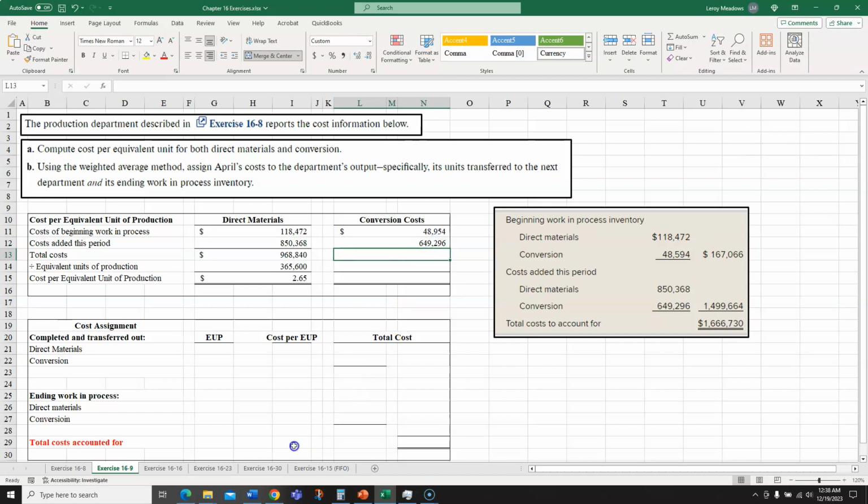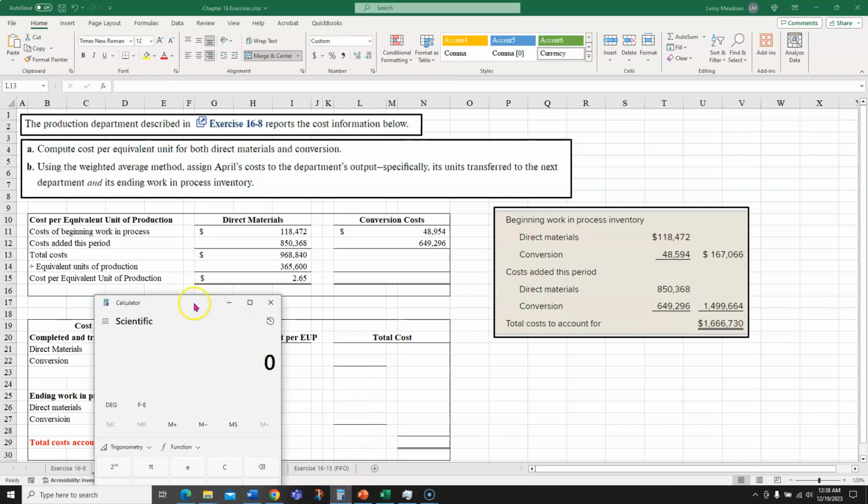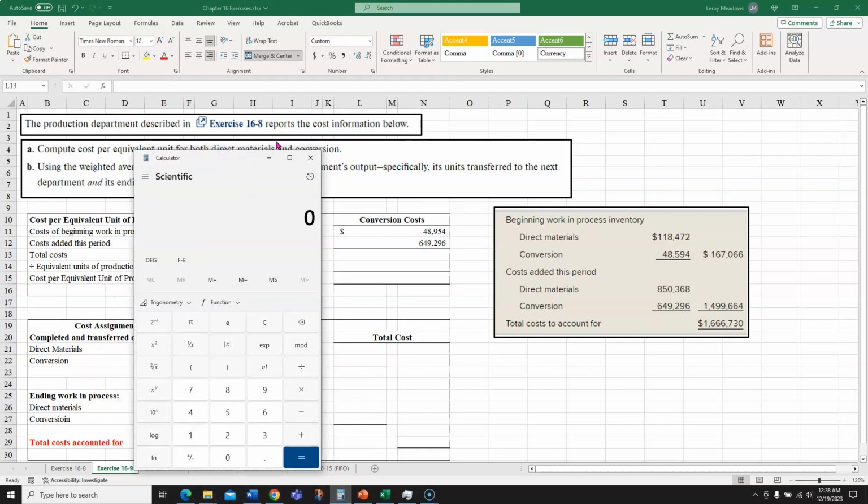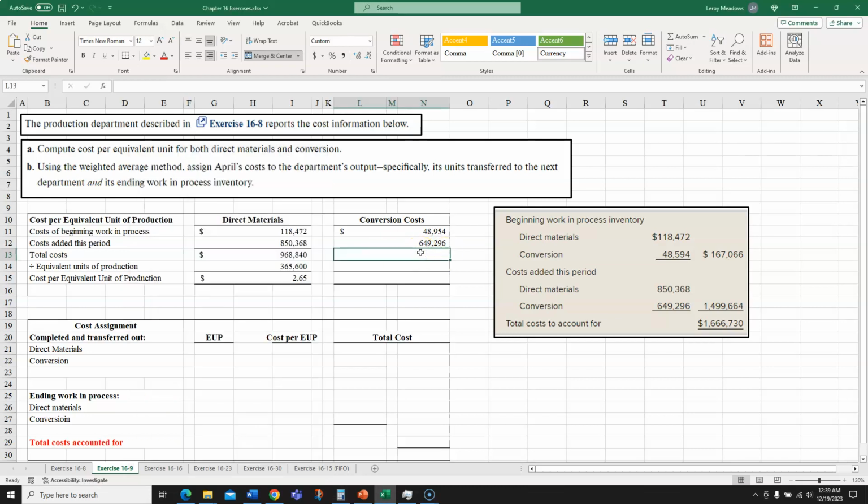So what are my total costs for conversion? 48,594 plus 649,296 will equal $697,890. And I flipped that there. 48,594. There we go.